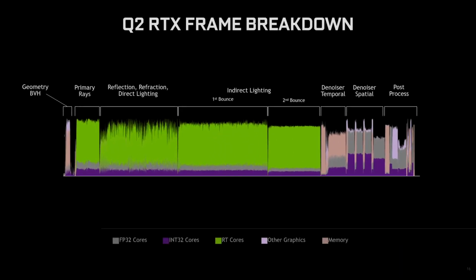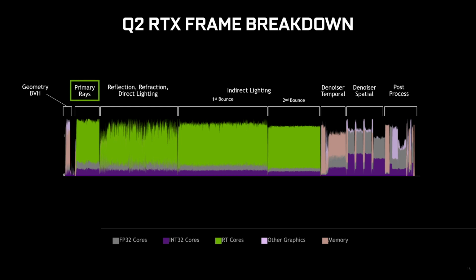So what we have here is a deep dive into the actual workloads that are being computed on the GPU. The first step is constructing the bounding volume hierarchy. This is an acceleration structure where we take the geometry from the scene, the raw geometry, and put it into a form that's efficient for ray tracing. The second step is to compute the primary rays. And you can see this is not a huge workload on the scene. This is something that could be done in rasterization, but we've chosen to do in our pure path tracer.